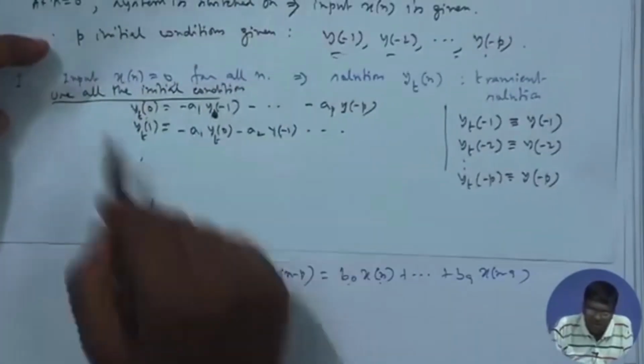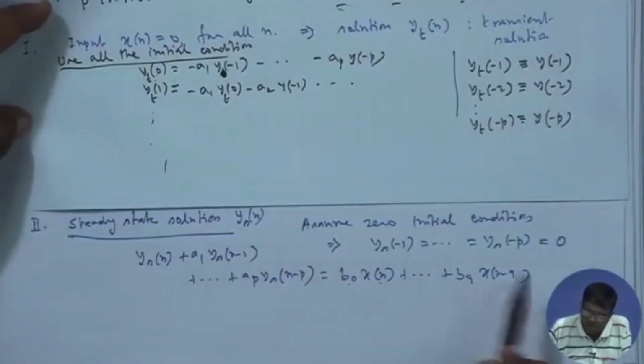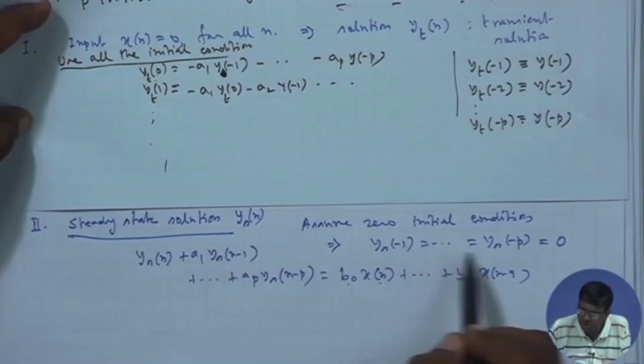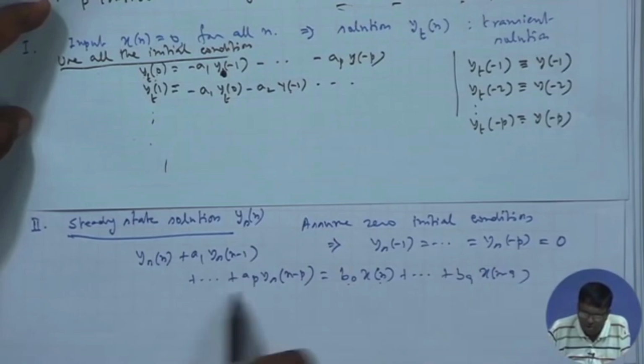Another special case of this equation is to assume 0 initial conditions and solve. The solution is called y s n, the steady state solution. I am assuming y s minus 1 equal to dot dot dot y s minus p equal to 0, and if you solve under that special case, I call it y s n.